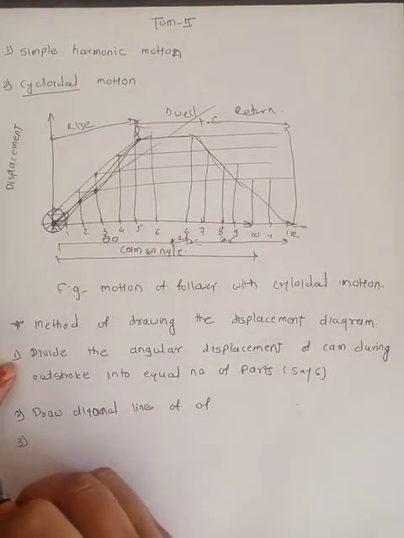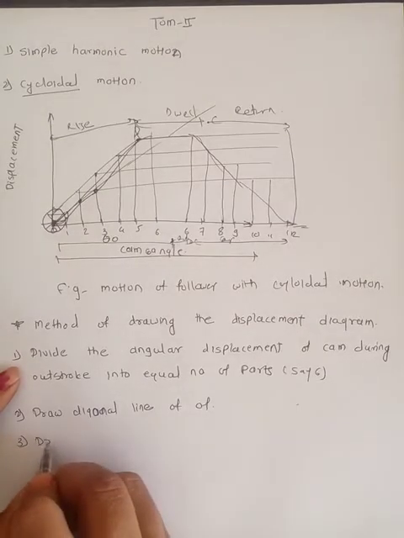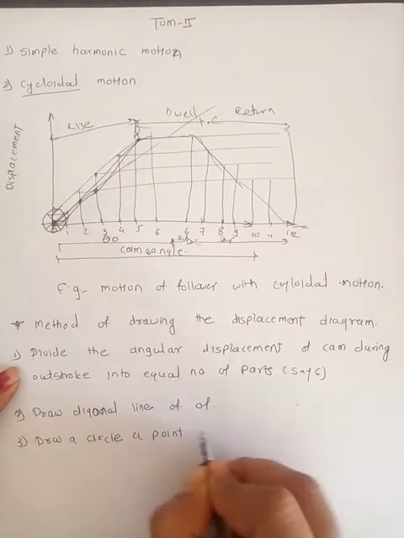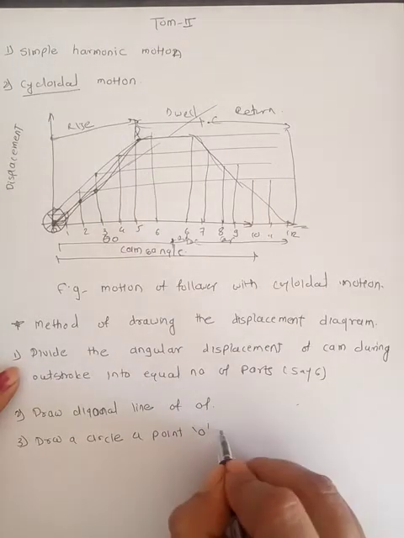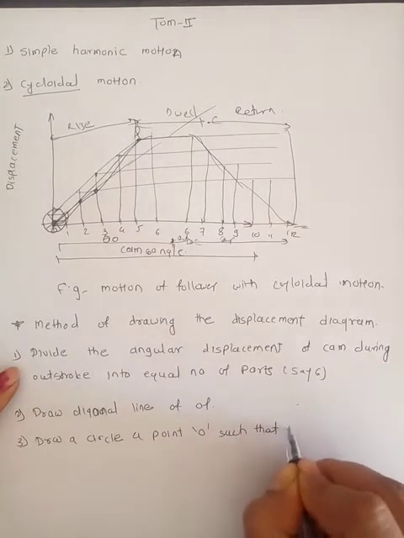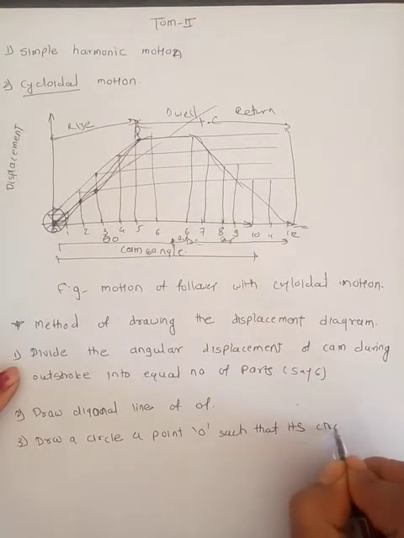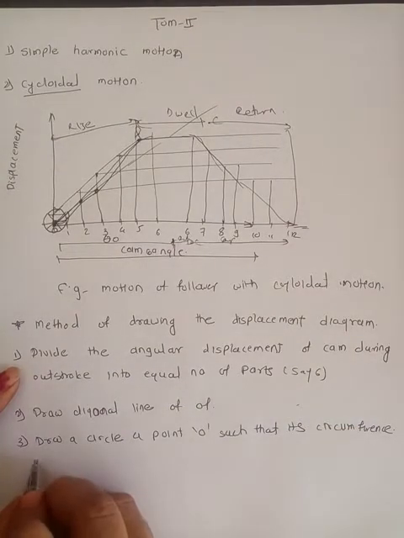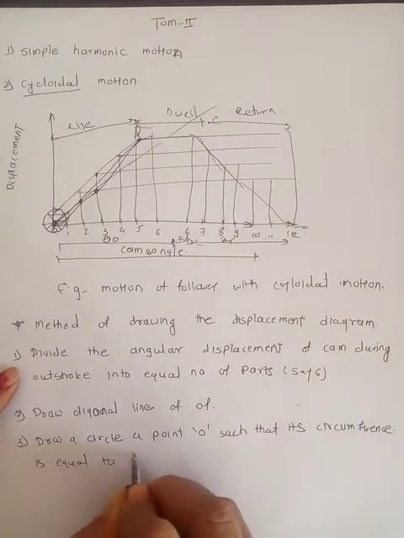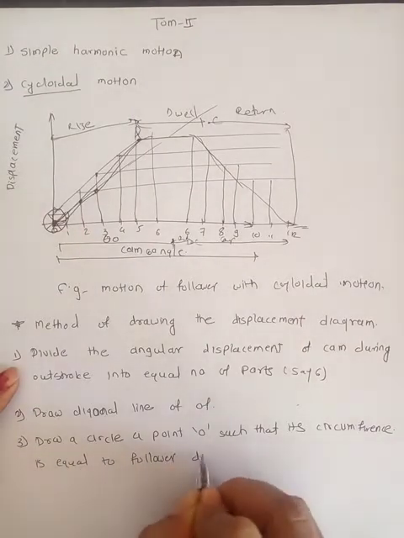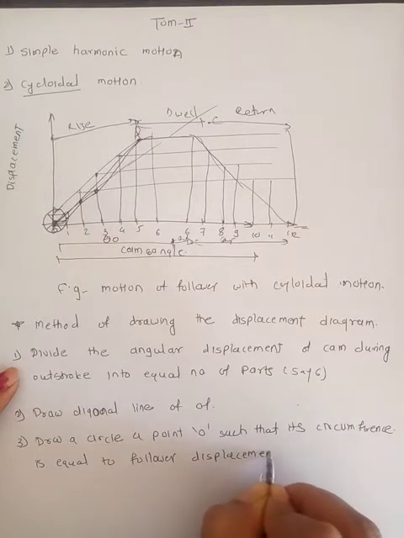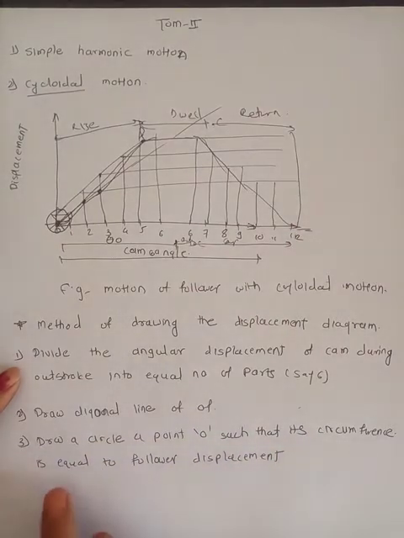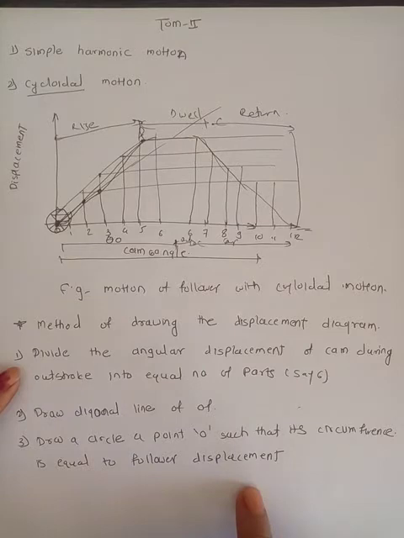The third step is to draw a circle at point O such that its circumference is equal to the follower displacement. In the third step we have seen that we draw a circle at point O such that its circumference is equal to the follower displacement.